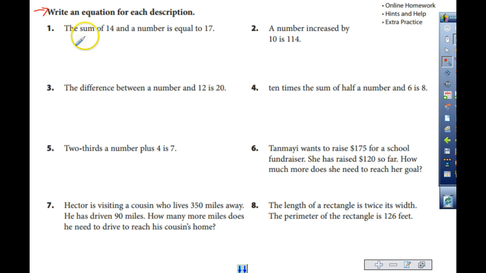So again, we can't just say, okay, sum means add, of means multiply, 14, and means add, a number. Like, see, this doesn't even make any sense, right? Plus times 14 plus n is, so we have to understand what they're saying as a whole sentence. The sum of 14 and a number is 17, right? So they're talking about adding two things up, some number you don't know, and then 14. So we have 14 plus n equals 7.